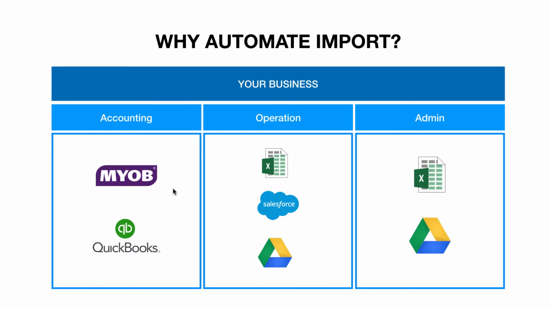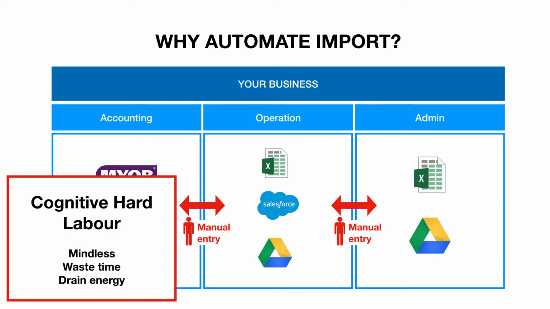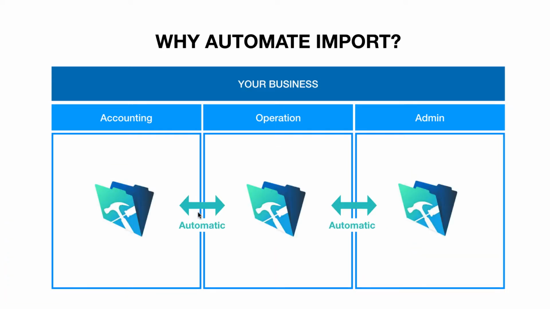What most businesses do is use a manual entry method. That means they have someone who manually copies and pastes data from one place to another. It's not super efficient because that's what I consider cognitive hard labor, tasks that are very mindless and quite frankly a waste of a lot of time and energy, and not bringing much value to your business. So what we want to do optimally is build a FileMaker database that has all the data synced up perfectly.